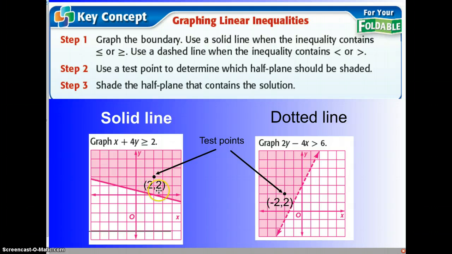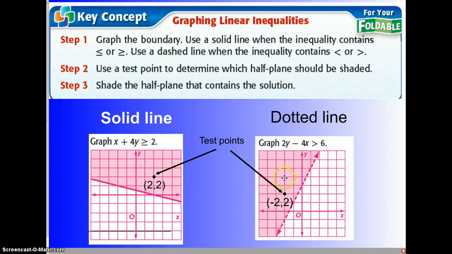If I put this ordered pair into my equation, I would put a 2 and add it to 4 multiplied by 2. Well, 2 plus 8 is 10, which is greater than or equal to 2.